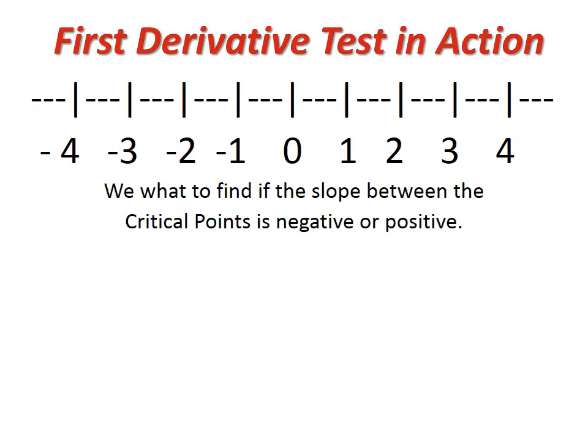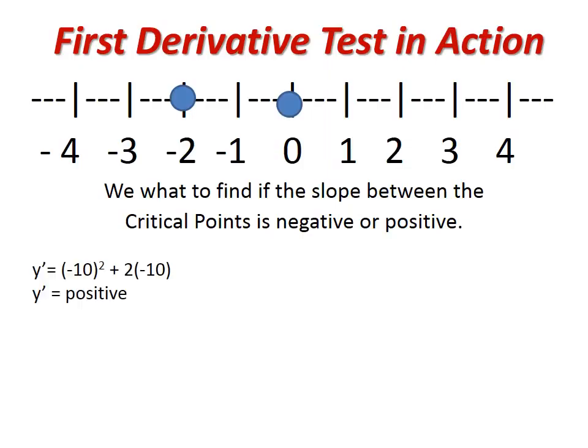All right, first derivative test in action. Okay, first thing we're going to do is put the x values for our critical points on the number line. Now we want to find if the slope between the critical points is negative or positive. The first interval we're actually going to look at is from -∞ to -2. What number can I pick?